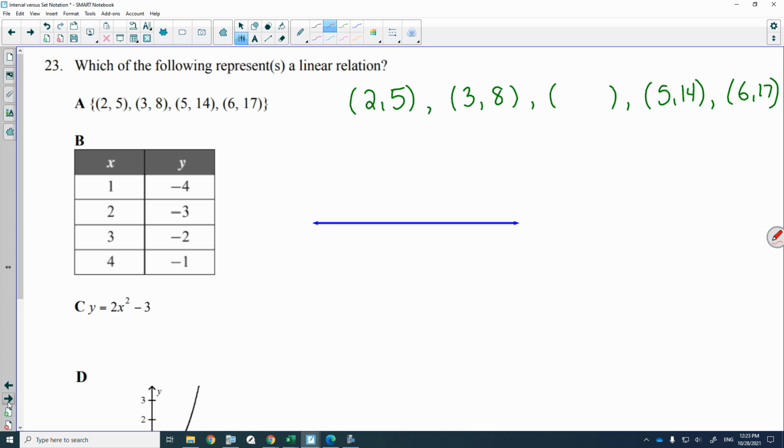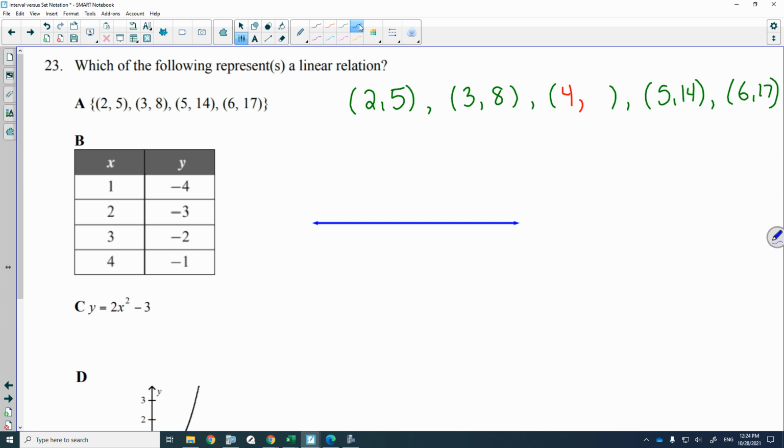Okay, so the question is, which of the following represents a linear relation? So all of our graphs have been linear, right? They've been straight lines. And what it's basically asking is, if you plotted these points and connected the dots, would it be a straight line? Here's how you figure it out. So you see how this x value is a 2, and then this guy is a 3. We're missing something here. And then it goes 5, 6. What's the x value that's missing here? What would it be? 4. Yeah, so let's put the 4 in here.